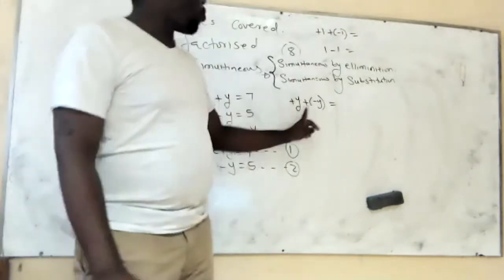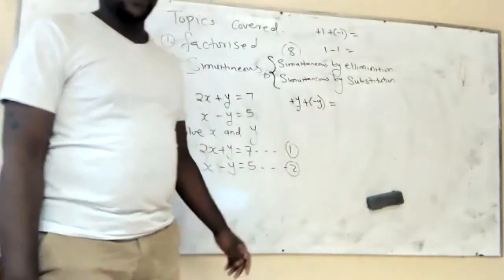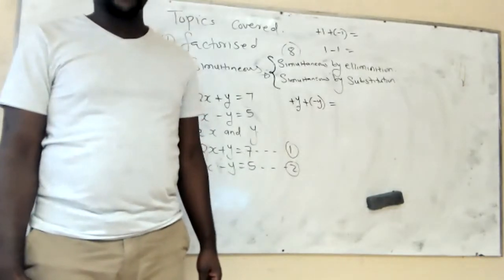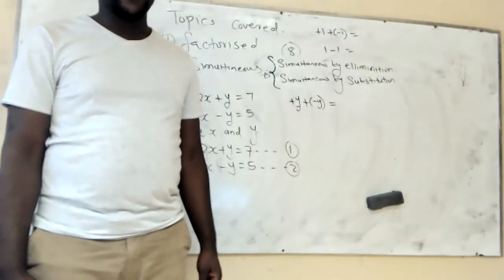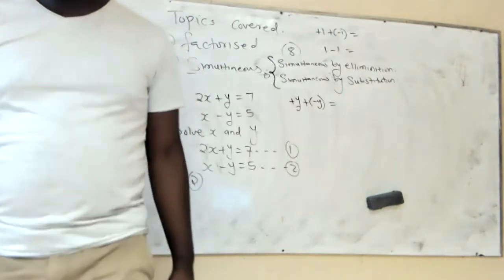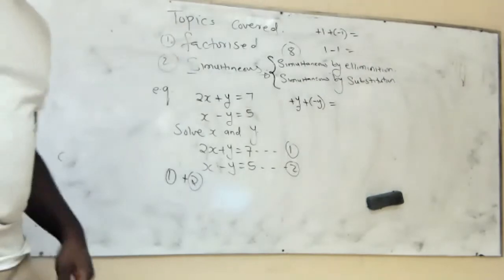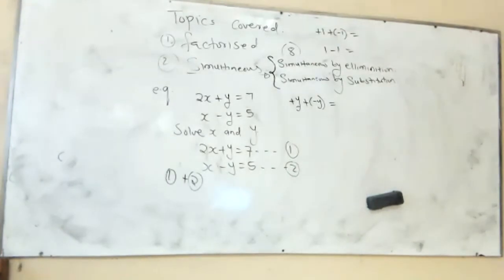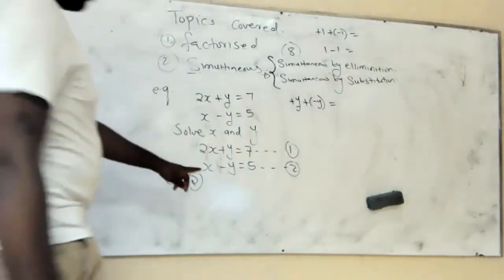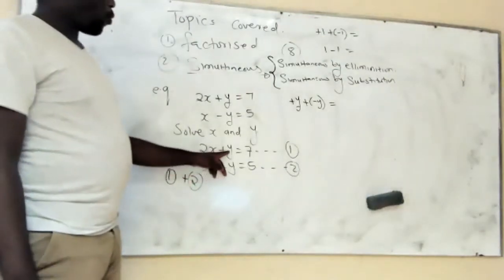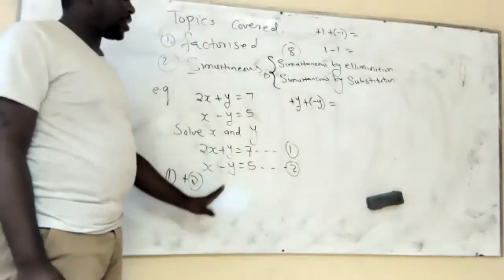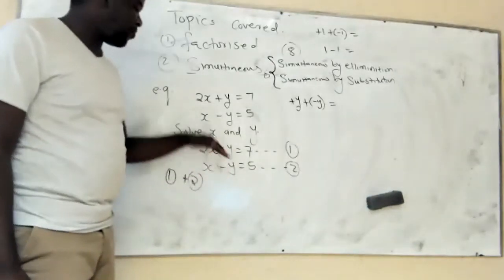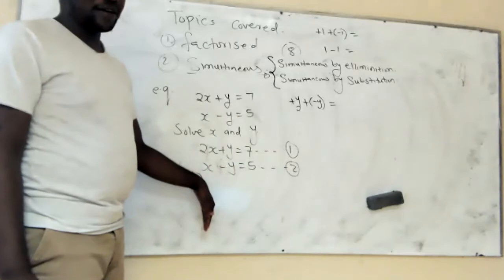Then what is y minus y? It's 0, exactly. So you must be careful here. The reason why we are adding y and negative y is because when we add this together, it's 0, and 0 is like nothing. Therefore, this y is going to disappear. You see that?